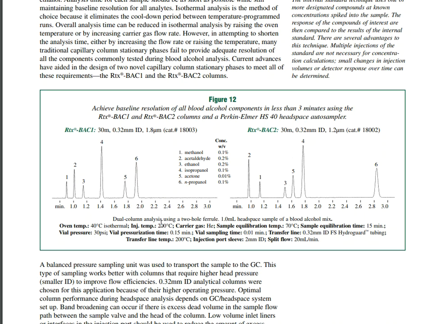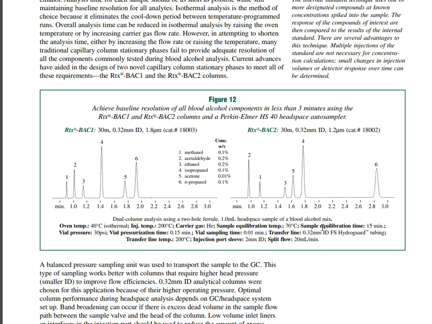But down here below, you're going to see a little information about the Headspace system. So it says a dual column analysis using a 2-hole ferrule, and it says a 1 milliliter Headspace sample of a blood alcohol mix. So the oven is set at 40 degrees and it's isothermal. The injection temperature of the GC system is at 200 degrees. The carrier gas is helium. The sample equilibration temperature is 70 degrees. So that means in the GC or the Headspace unit, I probably want to heat that up to 70 degrees at least, right? Because that's what my method is telling me.